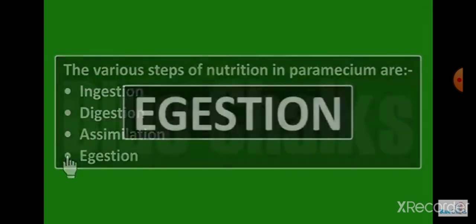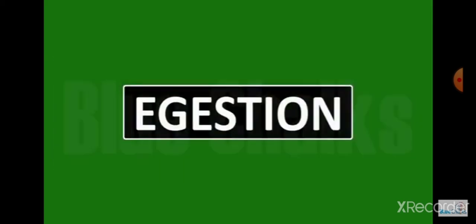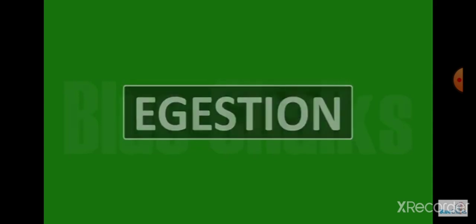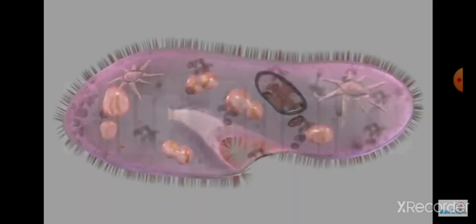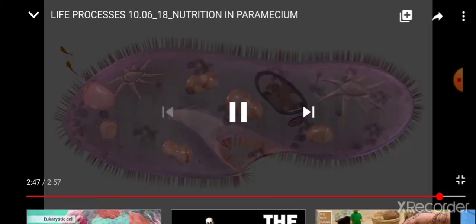And the last step is egestion. After the use up of digested food material in the vacuole, the leftover food is nothing but the waste material which is undigested. And this undigested material moves toward the anal pore and sends the waste material out of the body. This is about nutrition in paramecium.